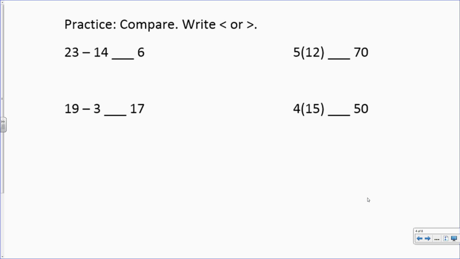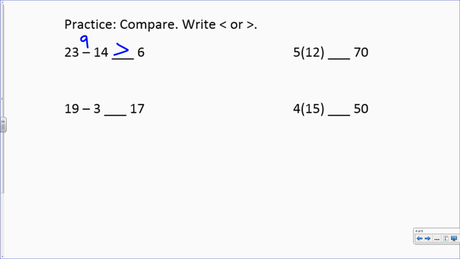So looking at just these expressions, we would need to simplify them in order to figure out which symbol to use. So go ahead and work these out and then turn it back on and check your answers. Okay, on the first one, you should have said 23 minus 14 is 9, and 9 is greater than 6. So you should have the arrow pointing towards the 6.